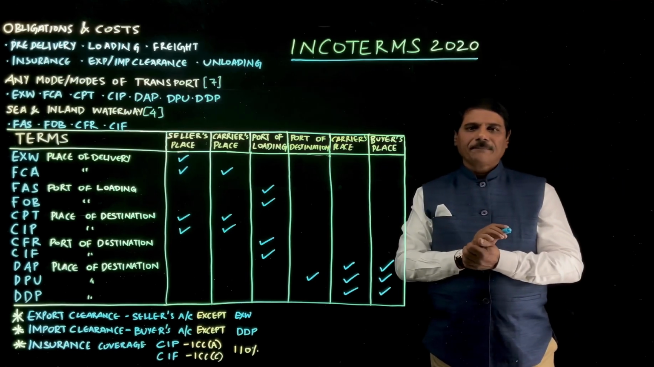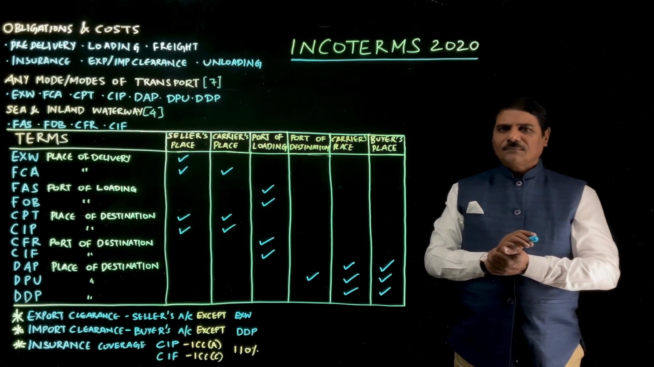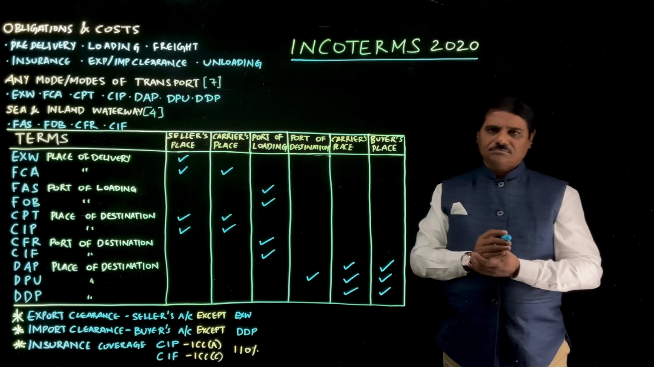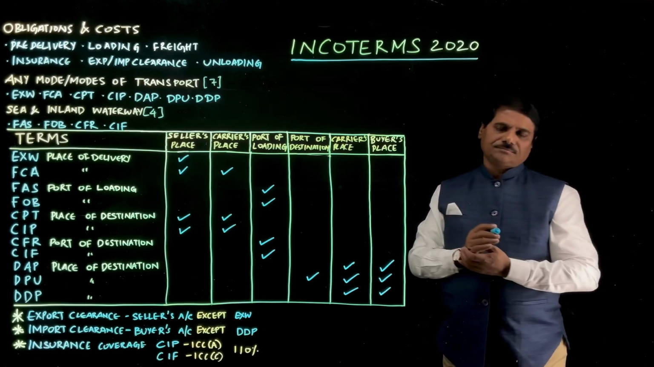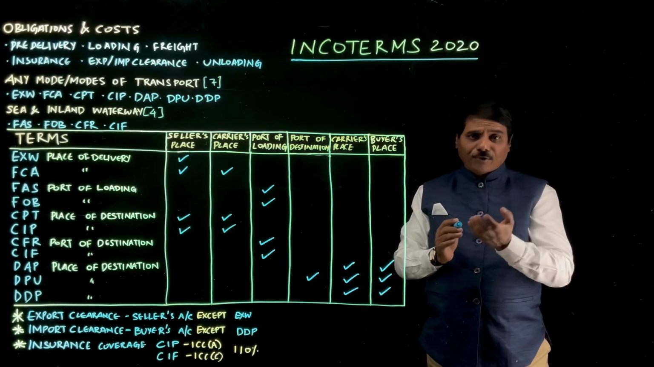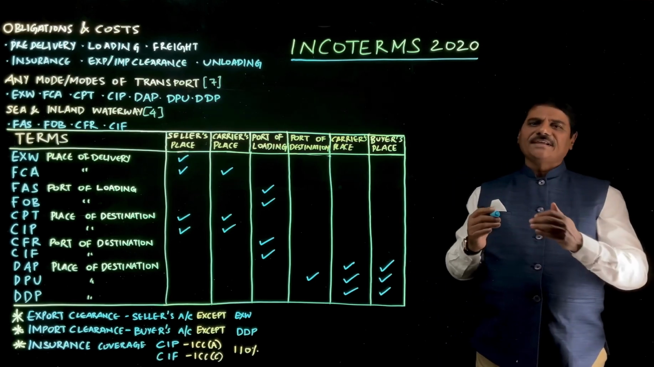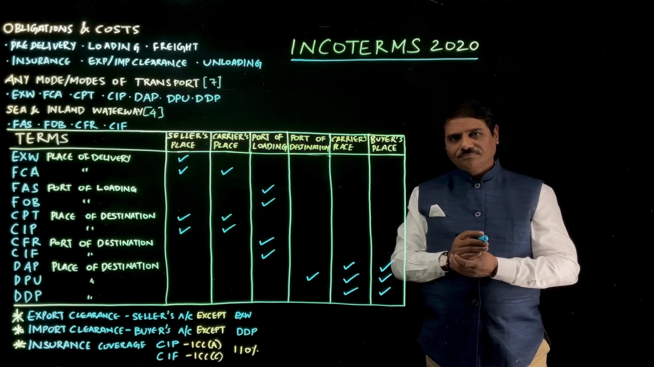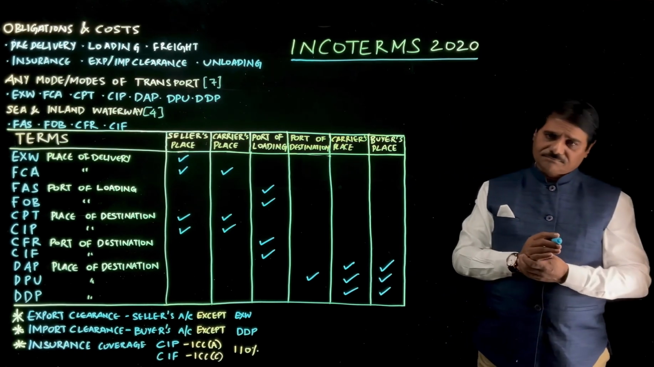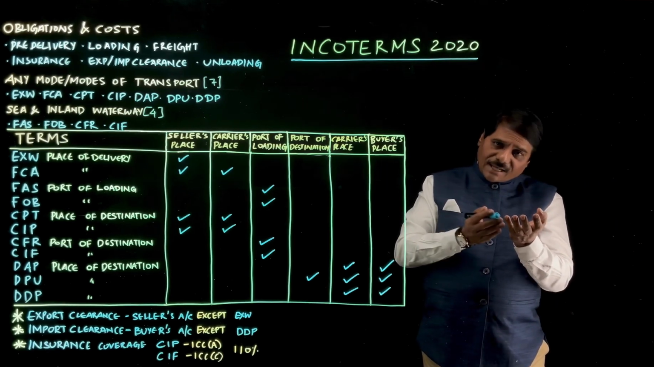See, for example, if it is a road transportation, so road means truck can come up to the seller's warehouse where the goods are stored. That can be a delivery point. Suppose if it is rail, the seller may have to carry the goods up to the railway place. So what is the delivery point? It is the railway station.